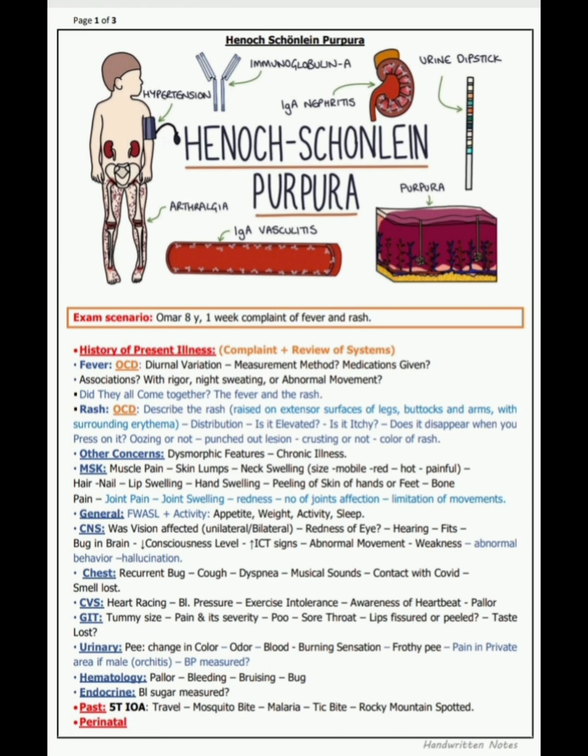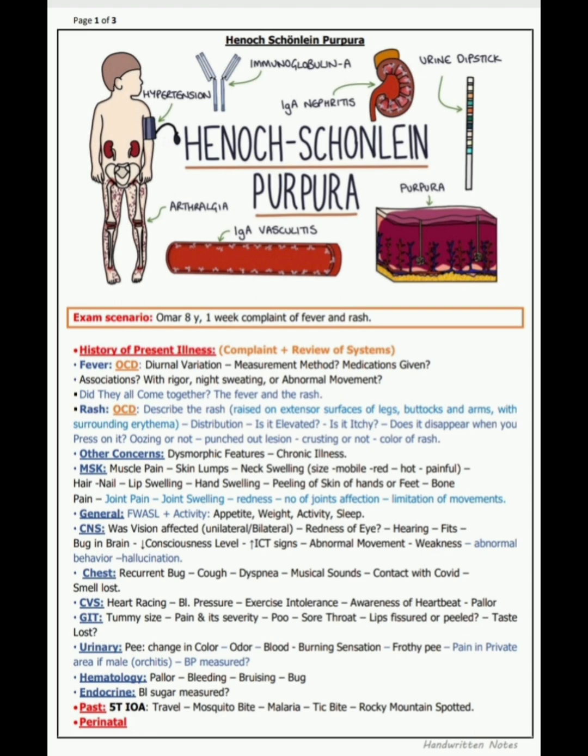Now CVS: we ask about any concern regarding heart racing, blood pressure, exercise intolerance, awareness of the heartbeat and pallor. From GIT we ask the tummy size, pain and its severity, poo, sore throat, whether lips are fissured or peeled, taste lost. Urinary system: we ask about pee, change in color, odor, blood, burning sensation, frothy pee, pain in the private area if male, that is orchitis, and whether blood pressure was measured or not. Blood pressure is important in Henoch-Schönlein purpura, so we ask this. And hematology: pallor, bleeding, bruising and bug. Endocrine: whether blood sugar was measured or not.